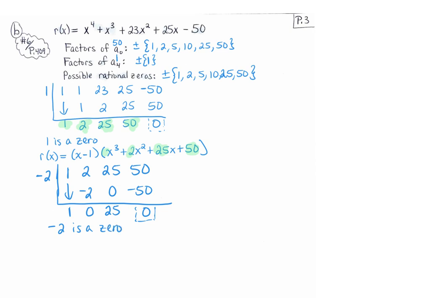Which means we can now write r of x as what? What's missing? x minus 1 from above, right? We have to make sure we include that. So this x minus 1 stays forever now. So x minus 1 times what? x plus 2. Good, because -2 was a 0. And then what do we have left?